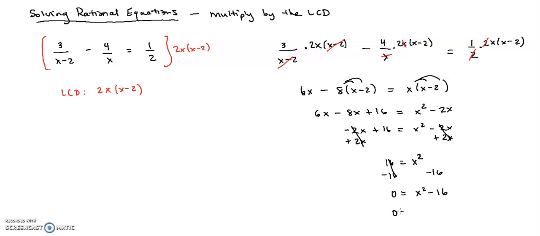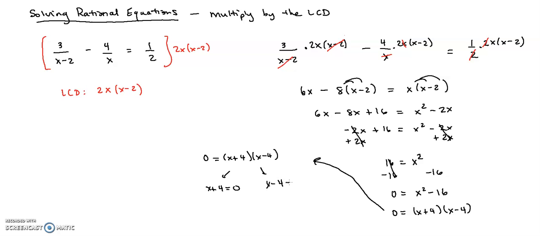We can factor this as the difference of two squares. So sum and difference. Okay, so this is x squared, this is 4 squared, so it factors as x plus 4, x minus 4. Let me bring this up over here because I'm running out of room. So I've got 0 equals x plus 4, x minus 4. And I've got something times something equals 0, so I can break this up. I've got x plus 4 equals 0, x minus 4 equals 0, and I can solve this. So I get negative 4, and I get positive 4.